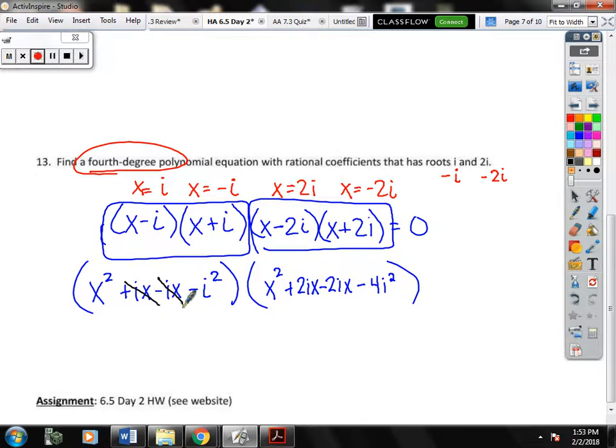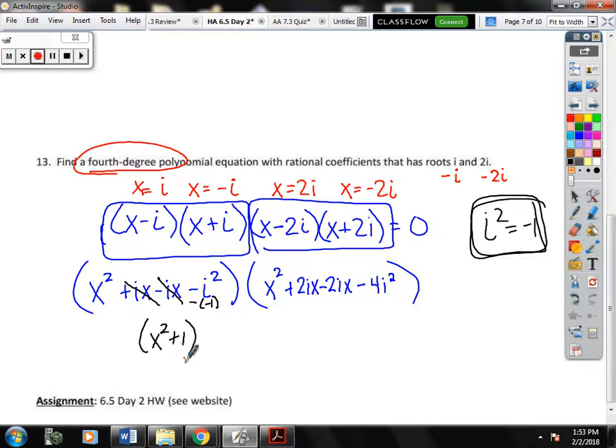You also know that i squared equals a negative 1. So this is minus a negative 1, which is really x squared plus 1. Over here, cancel, cancel. Plug in your negative 1. Negative 4 times a negative 1 is really plus 4. And then you would just FOIL that from there.